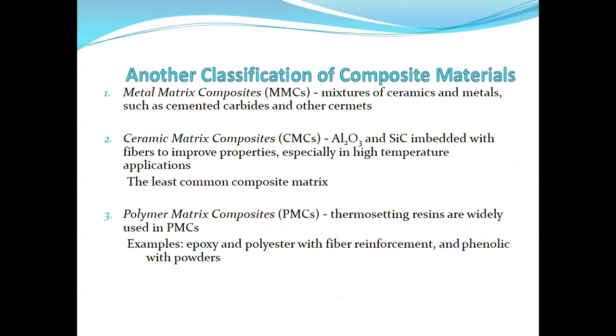First one, metal matrix composite, that is MMC, ceramics matrix composite, and polymer matrix composite. Metal matrix composite means the mixture of ceramics and metals, such as cemented carbide and other ceramics. Ceramics matrix composite means aluminum oxide and silicon carbide embedded with fibers to improve the matrix, especially in high temperature application. Then polymer matrix: thermosetting resins are widely used in polymer matrix composites. Example, epoxy and polyester with fiber ribbons as reinforcement, and phenolics with powder.